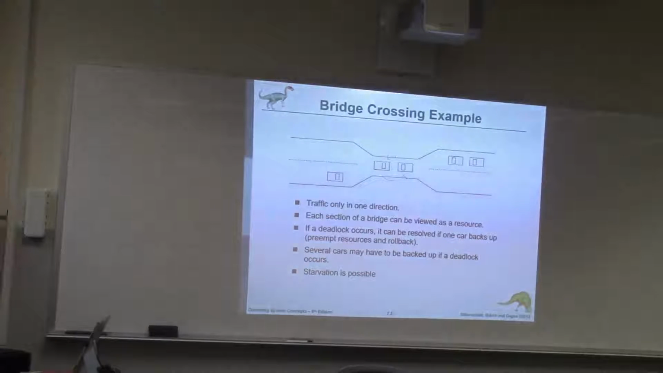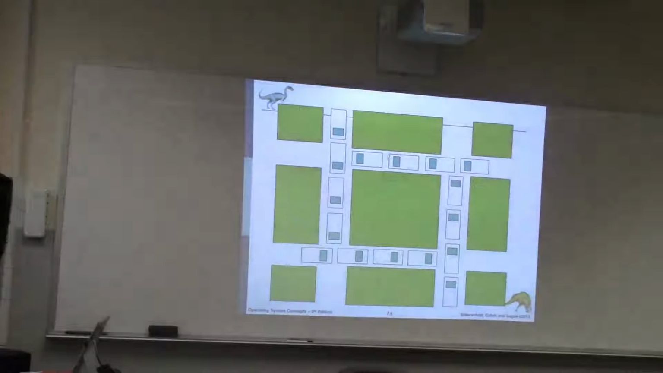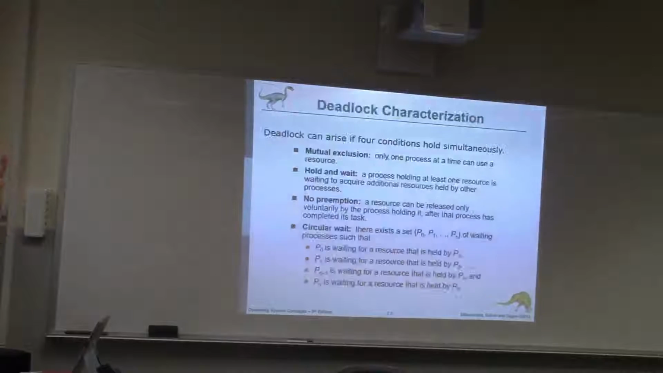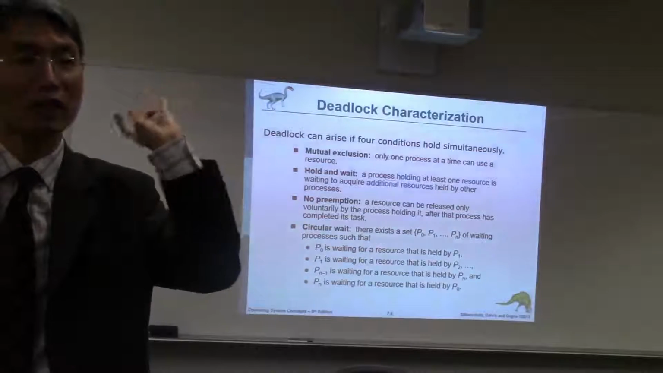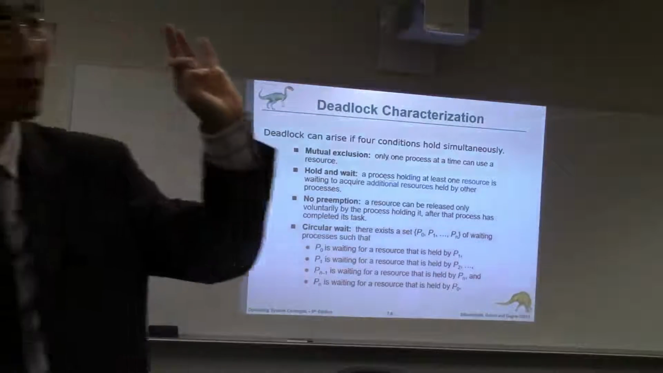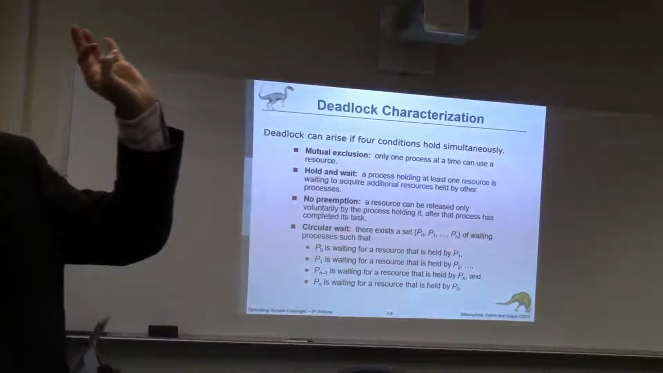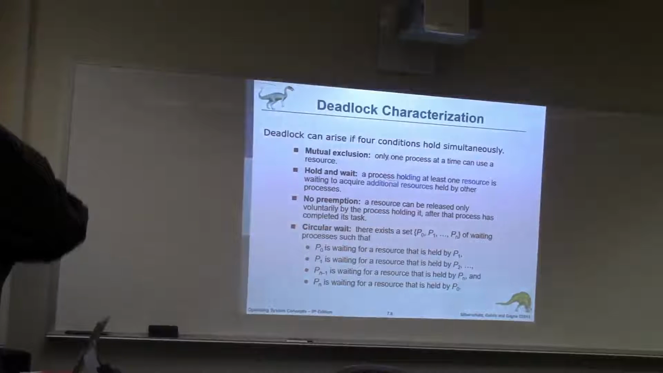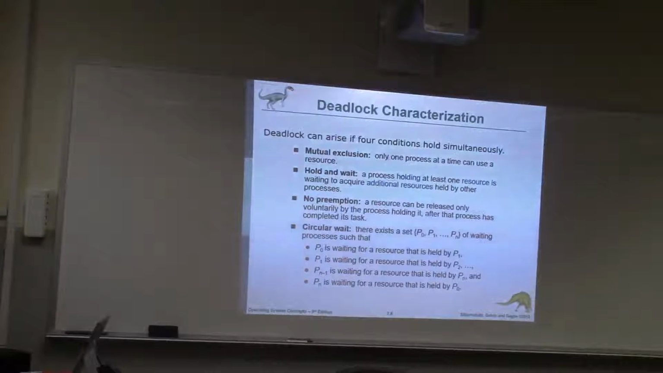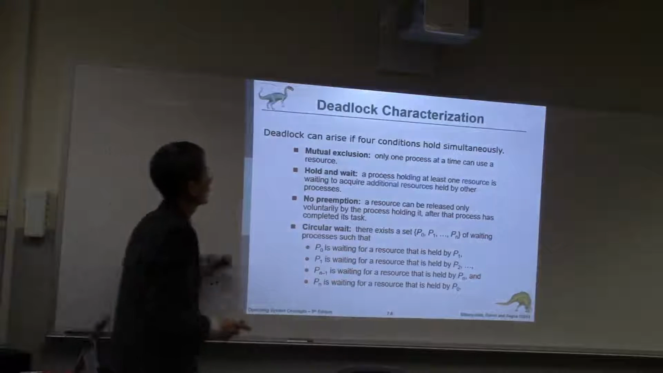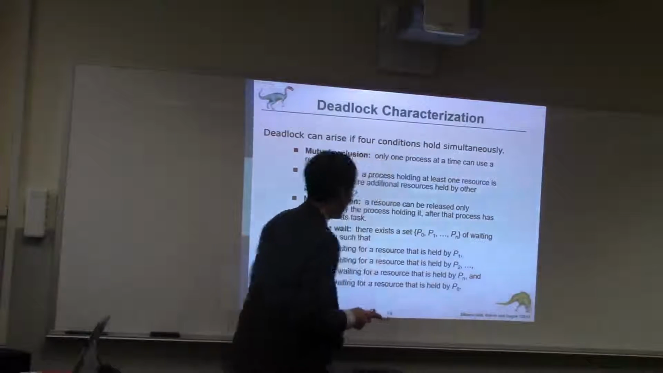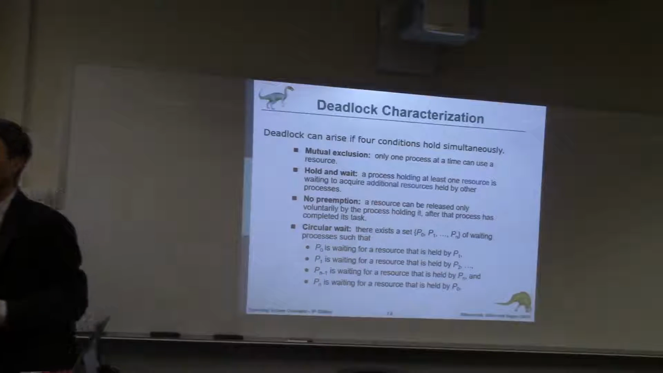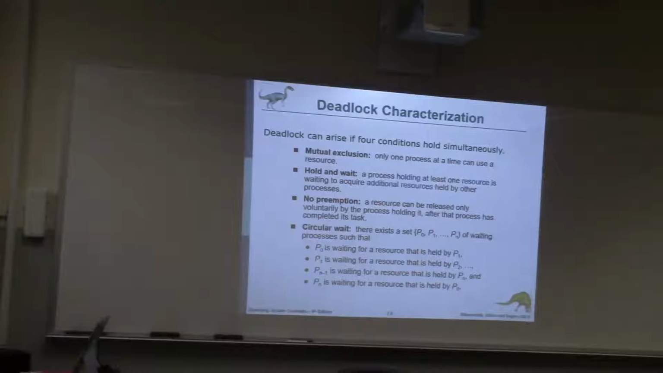So four characteristics. One is the mutual exclusion. The second, hold and wait. Third, no preemptive. The last one is the most important part, circular way. So that is the deadlock, the characteristic of the deadlock. We are going to consider these deadlock characteristics to solve the problem of the deadlock in our case.